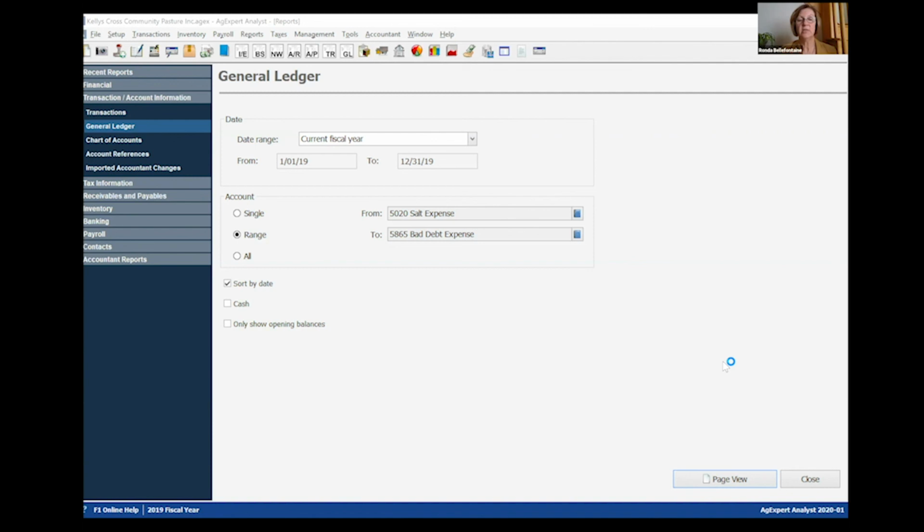So here's salt expense. This is all the detail on the salt that was purchased. I'm going to go down to vet and medicine. I can go through this account and see everything that was purchased, if there were any emergency calls, any herd health. And there's not a lot of cropping that's done here on the Kelly's Cross Community Pasture, but this is how I enter my record.